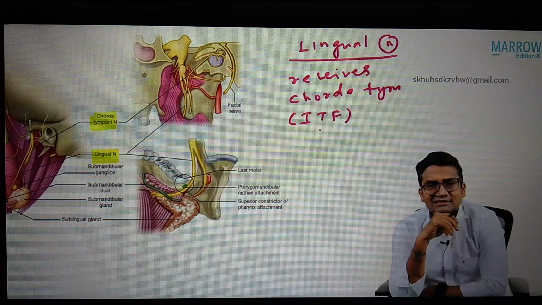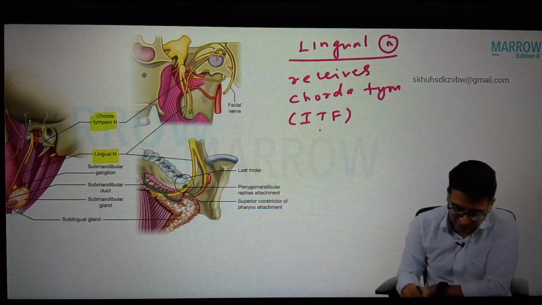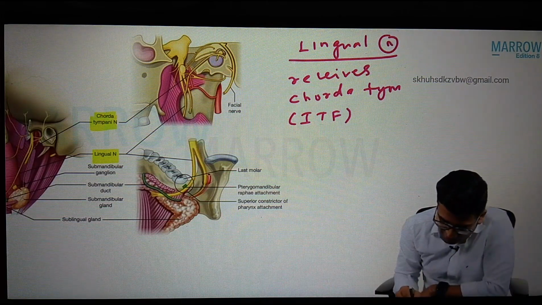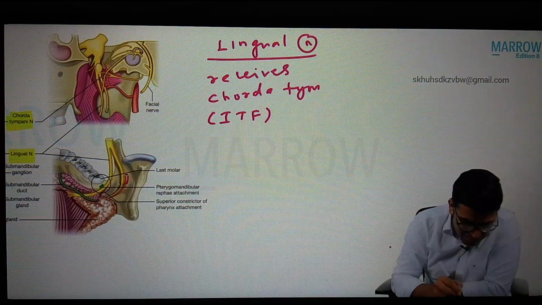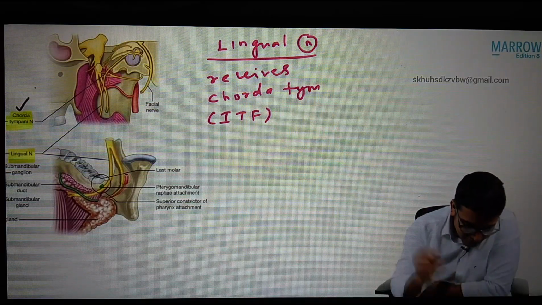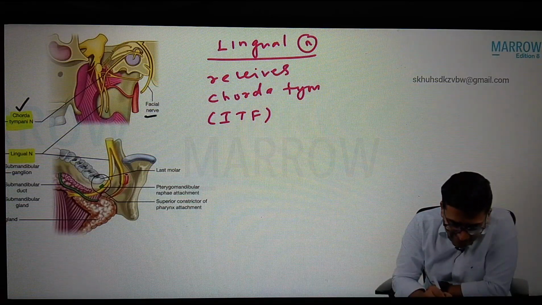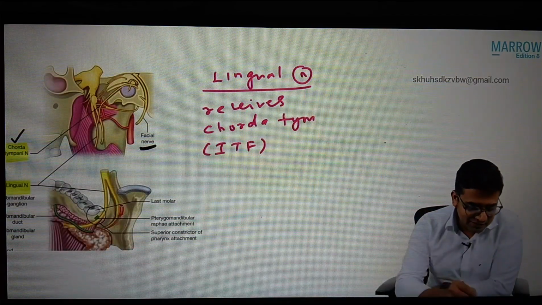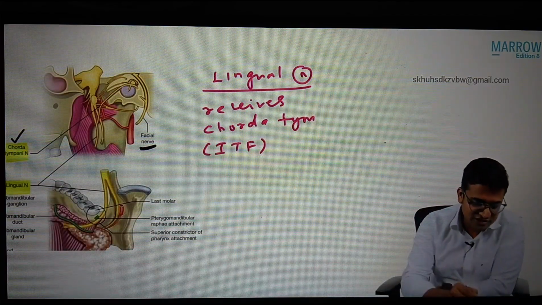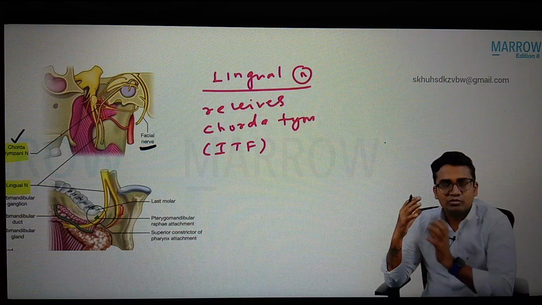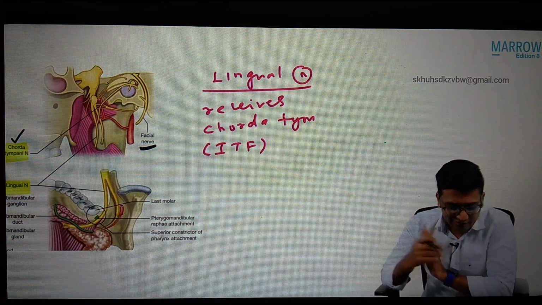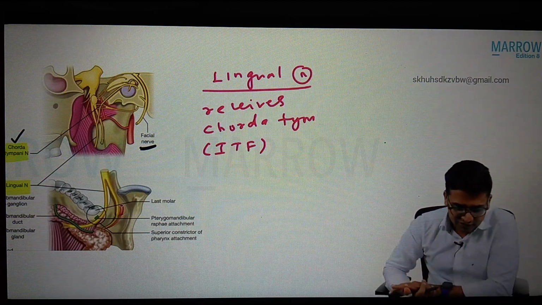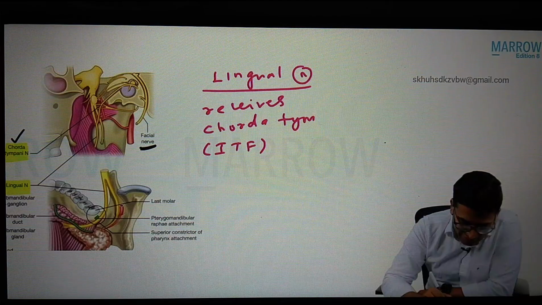Now, chorda tympani is a branch of facial nerve. See the diagram. Now, see the second diagram. Now, this is our chorda tympani nerve. Chorda tympani nerve, branch of facial nerve. So, now we write some basic points about the chorda tympani nerve and then we proceed to lingual nerve. So, now this is our chorda tympani nerve.